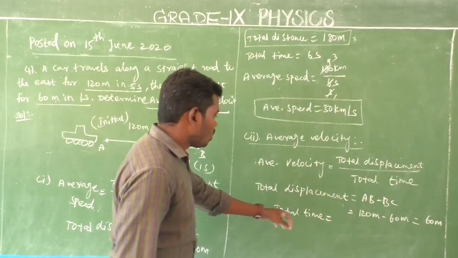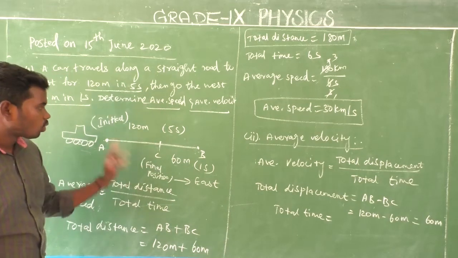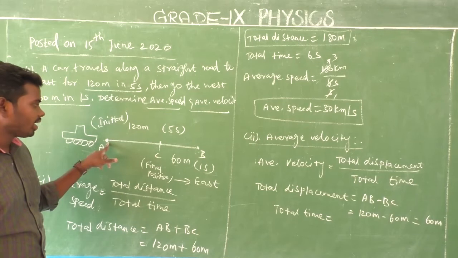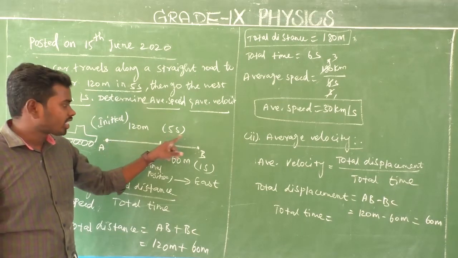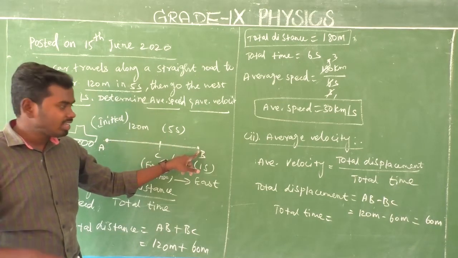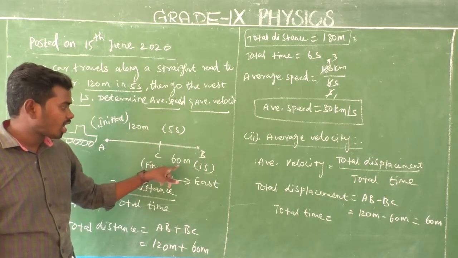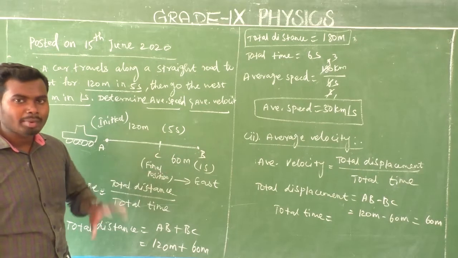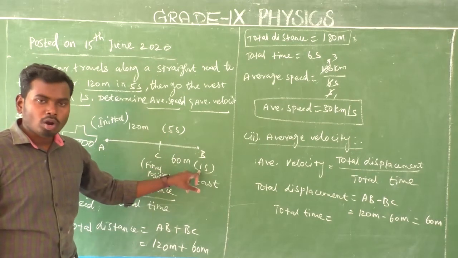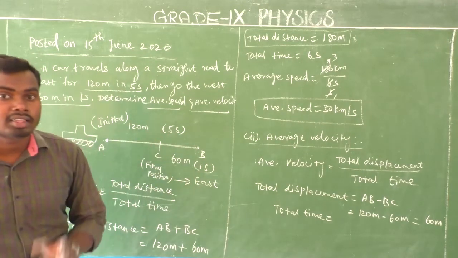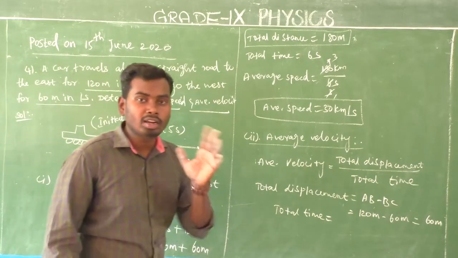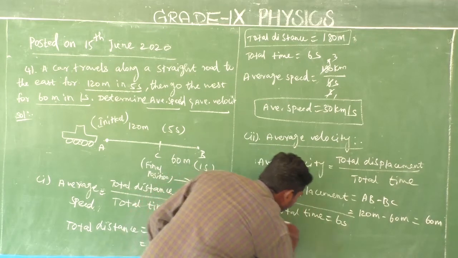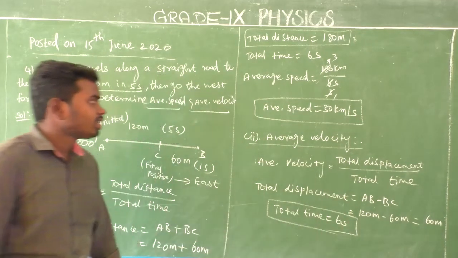Yes. So now what is the time? Total time, sir? Look at here. The car starts moving from point A, and it takes 5 seconds to reach point B. Again the car moves on the same path, and here the car covers 60 meters in 1 second. So total time is 5 seconds plus 1 second, that is equal to 6 seconds. That is total time. Is it clear? So total time is 6 seconds.